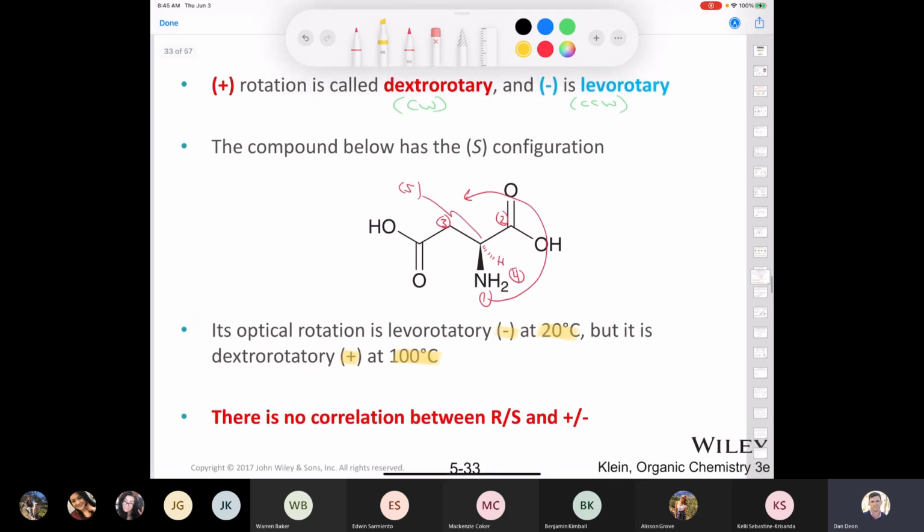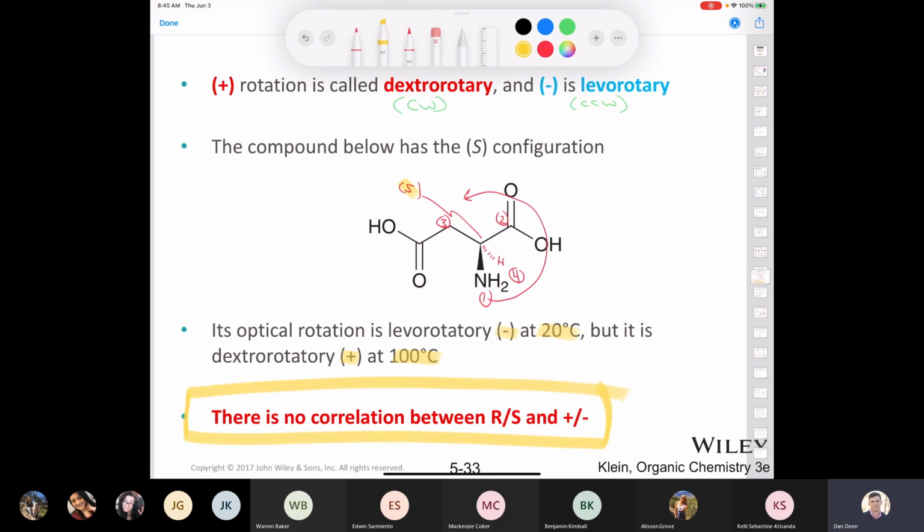Okay, so one thing that you've got to get through your mind, and usually students will know this as soon as I tell them, but there's no correlation between R and S and levorotatory and dextrorotatory, plus and minus, okay? There's no correlation between the two. Zilch. They do not correlate in any way, shape, or form. So if you know that the stereocenter is S, there's no way you can make a prediction.